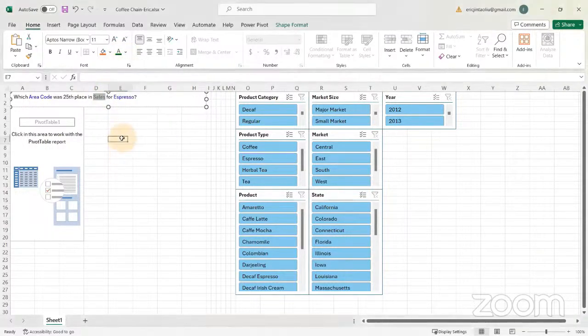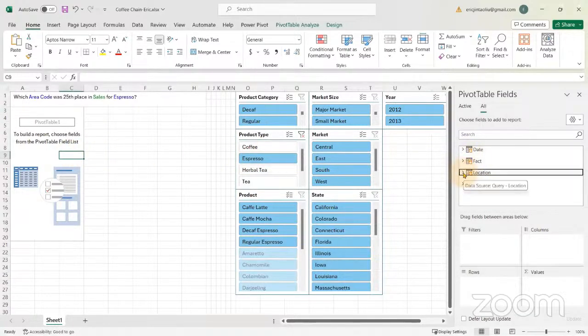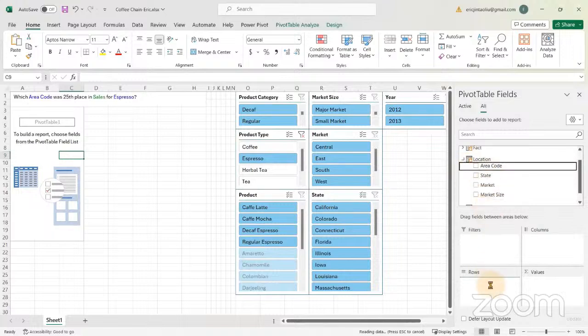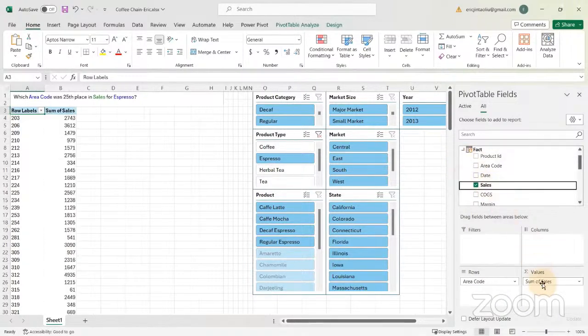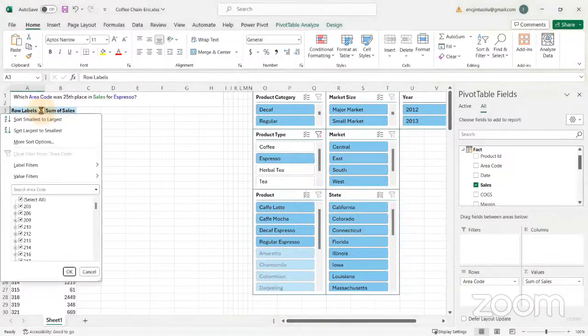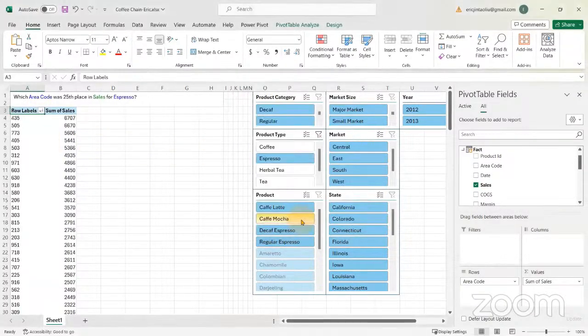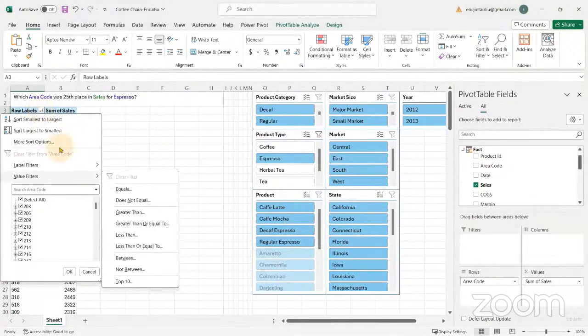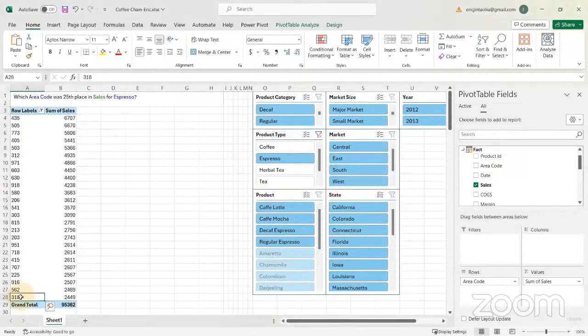Step 1, filter product type. Step 2, add dimension area code to rows. And measure sales to values. Step 3, sort rows by sales in descending order from highest to lowest. Step 4, rank rows to show only top 25. Then the last row is number 25. Area code is 318.